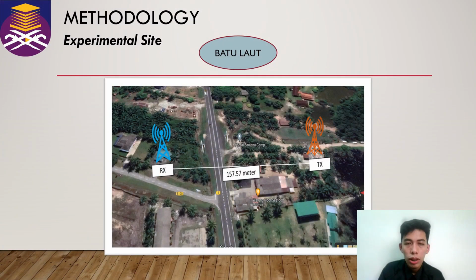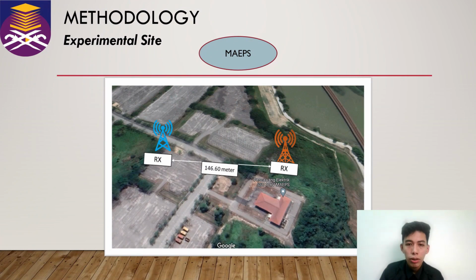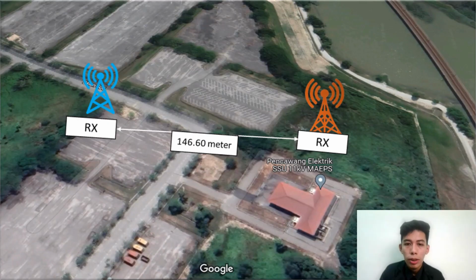Next, the second location is at Batu Laut, which is located at Tanjung Sepak, Selangor. The distance between the transmitter and the radar receiver is 157.57 meters. The next location is at Maiz, and the distance between the transmitter and the radar receiver is 146.60 meters.